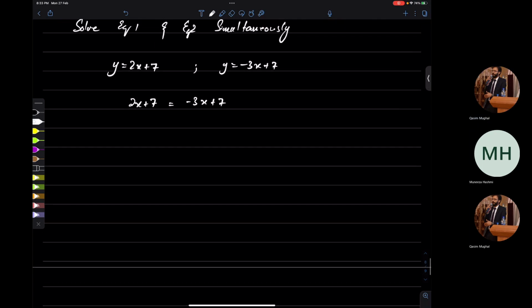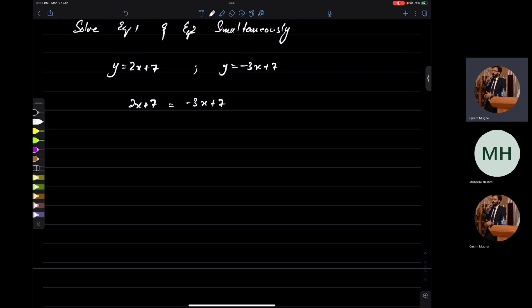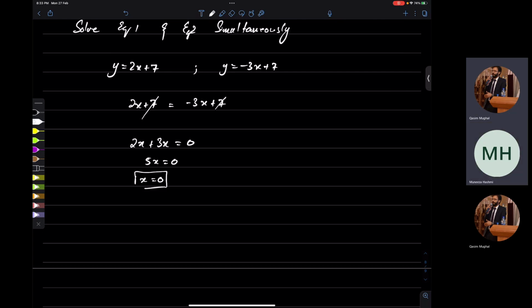And from here, 7 and 7 cancel out with each other. So 2x plus 3x equals 0, 5x equals 0, x is equal to 0. All right, so I've got the x coordinate of the intersection point. Now I need to work out the y coordinate.